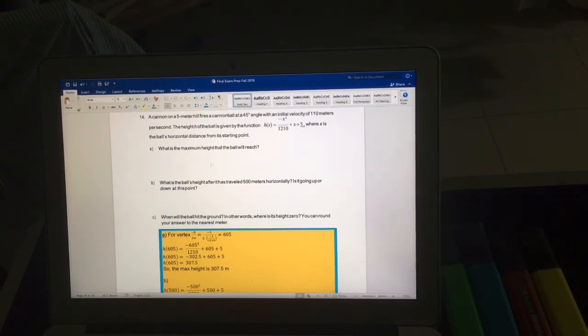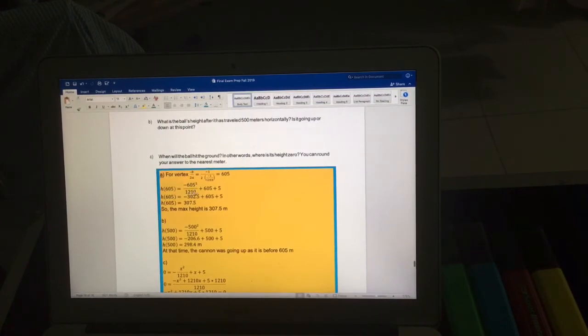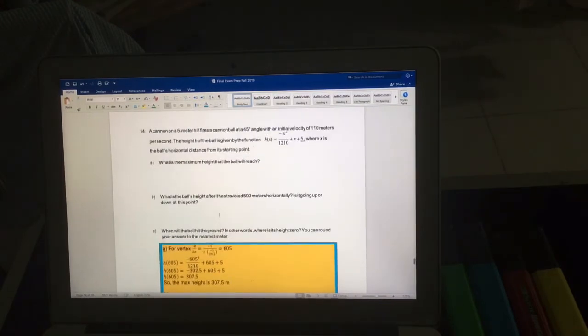And the vertex: minus b by twice a is the x value of the vertex, and f of minus b by twice a is the y value of the vertex. This is how we find the vertex. The x value of the vertex gives where the maximum height is, which is actually 605 in this question. If we put 605 back in the question, we get the maximum height, and the maximum height is 307.5 meters.